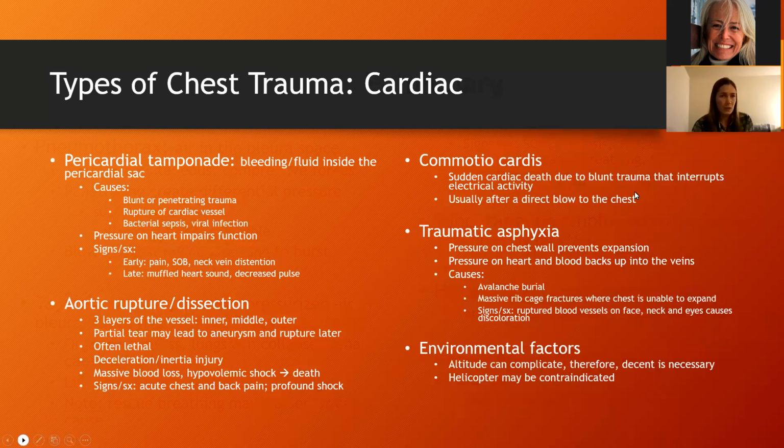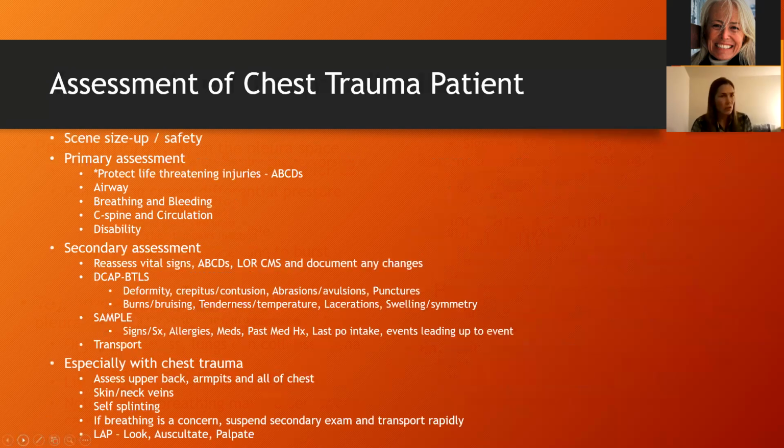How do we assess patients with chest trauma? The same as you do your normal assessment. So you go through your scene size up, scene safety, go through your primary assessment where you're protecting the life-threatening injuries as you go, as you work through your ABCDs. So you're checking your C-spine and circulation and for any disability.